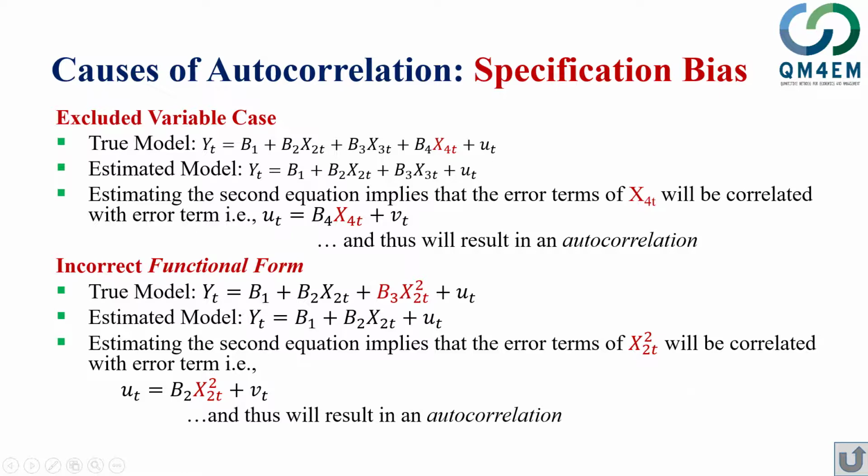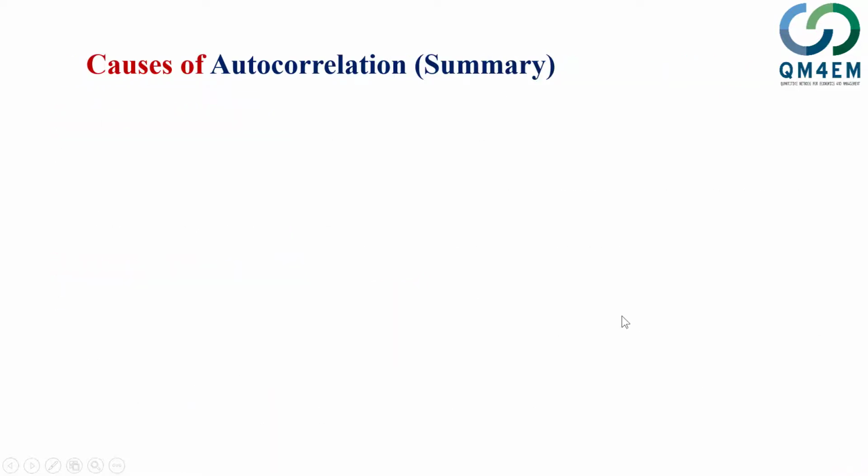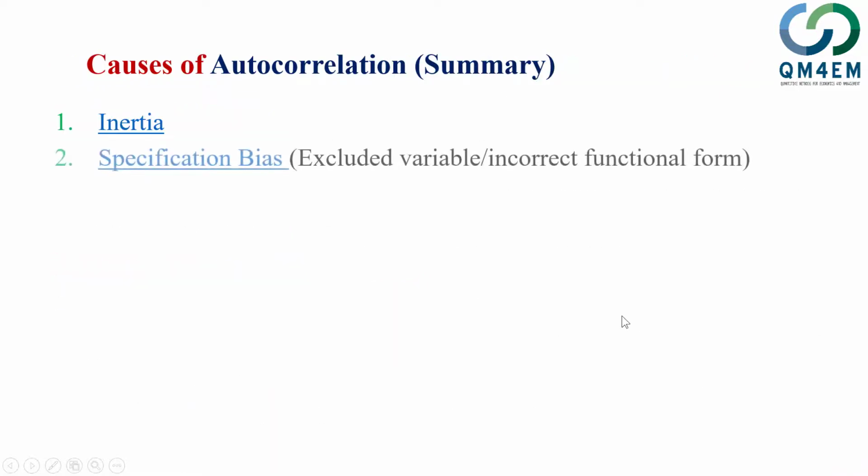So going back to the main slide, the summary slide, we studied two causes of autocorrelation, namely the inertia and the specification bias, which covers the case of an excluded variable and then incorrect functional form. Then the third phenomenon we can think of is the cobweb phenomenon. Don't get confused with this heavy word, cobweb phenomenon. Let me explain it very quickly.